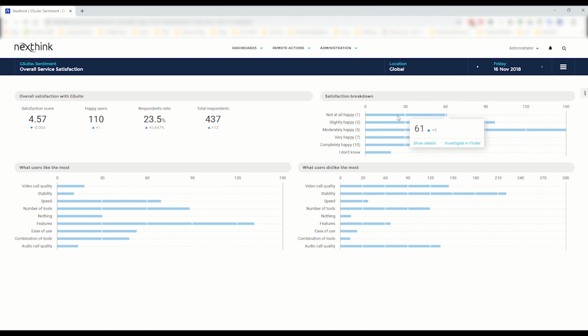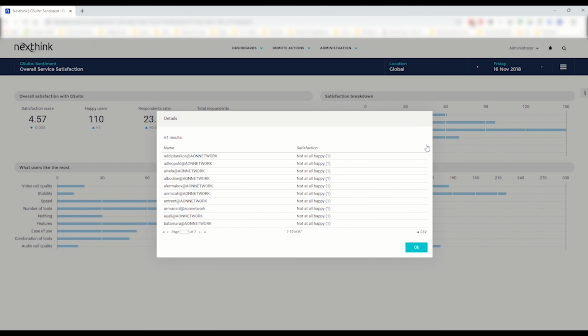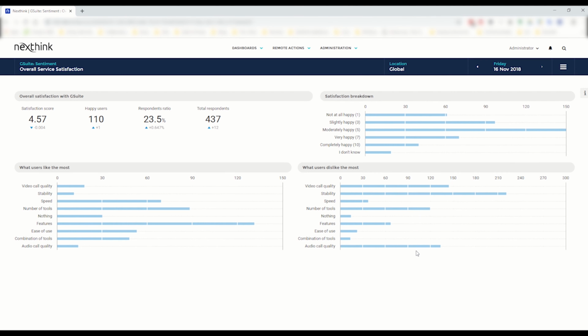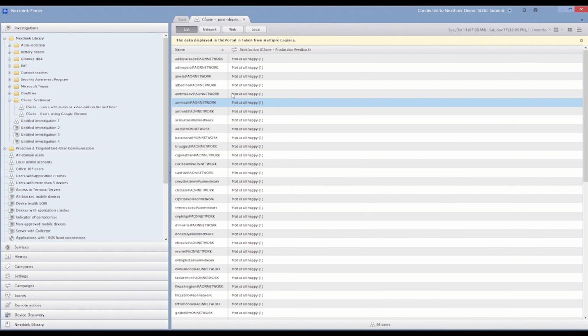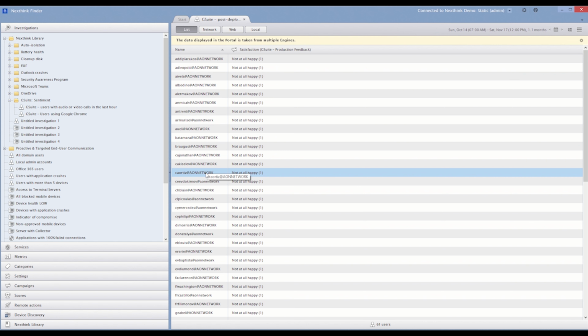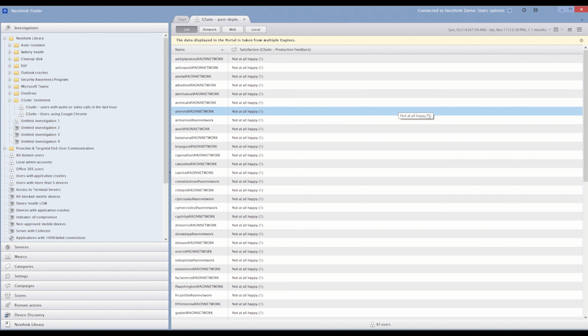If you wish to find out who these are, we can show the details immediately, simply by a one-click through from the widget. And just as before, if we wanted to go deep, we could investigate in the Finder. And here, as you can see, we get all of the users that have returned, the fact that they're not at all happy, and we can do any kind of action we wish from here. We could look at the technical metrics associated with these users. We could fire different campaigns at them, perhaps giving them an educational approach of training they could go to, or we could simply get in touch with them and give them a deeper interview to understand what's making them so unhappy.